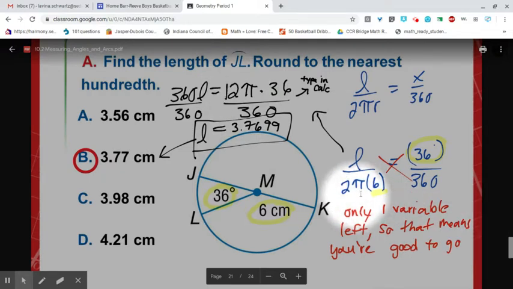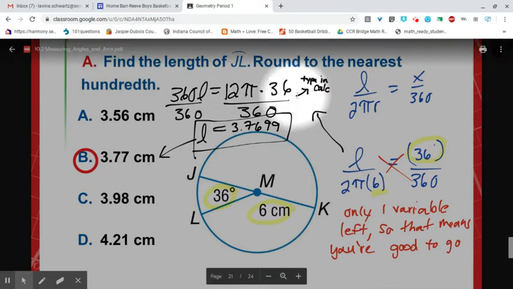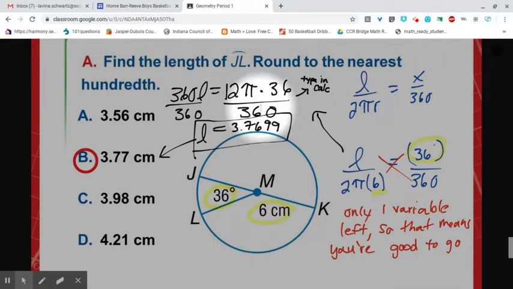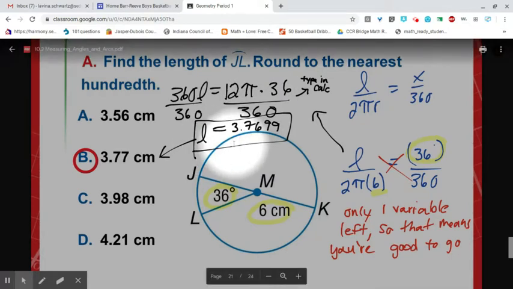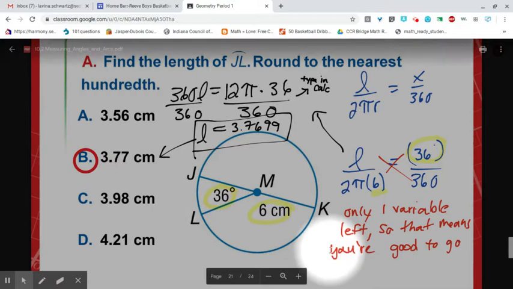We've got 12 pi down here times 36, which is what I have right here. 360 times L, which is what I have right here. Then I'm going to divide by 360 on both sides just to isolate L. So 12 pi times 36, type it in your calc, divide by 360. The length of the arc is 3.7699, which is 3.77 if you round to the nearest hundredth. So 3.77. Does that seem accurate? If this is 6, can that be 3.77? Seems reasonable.